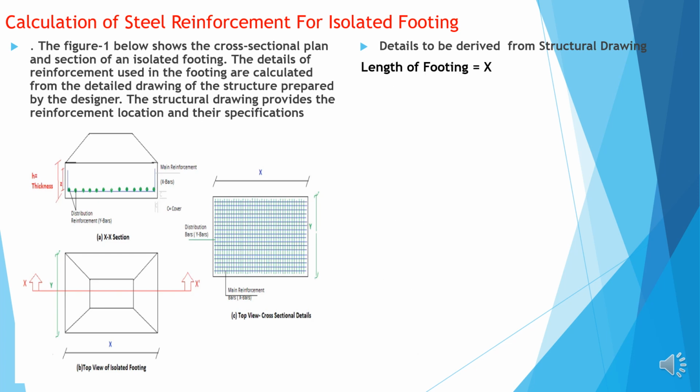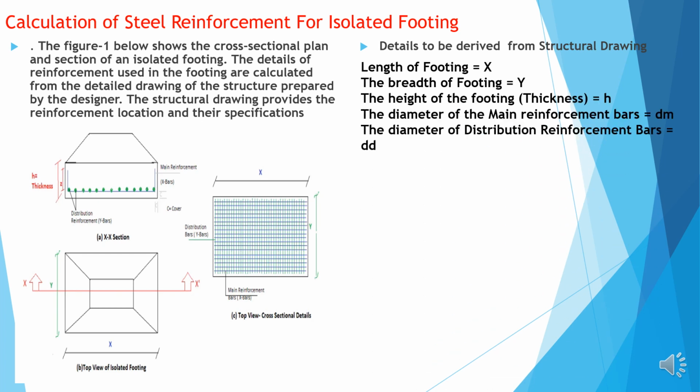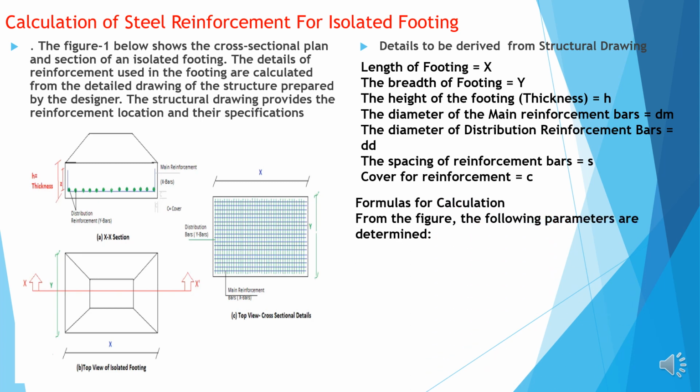Details to be derived from the structural drawings: length of the footing is x, breadth of the footing is y, the height of the footing is h, that is the thickness. The diameter of the main bars is known as dm, the diameter of the distribution bars I am identifying as dd, the spacing of the reinforcement is known as s. Cover for reinforcement I am calling c.